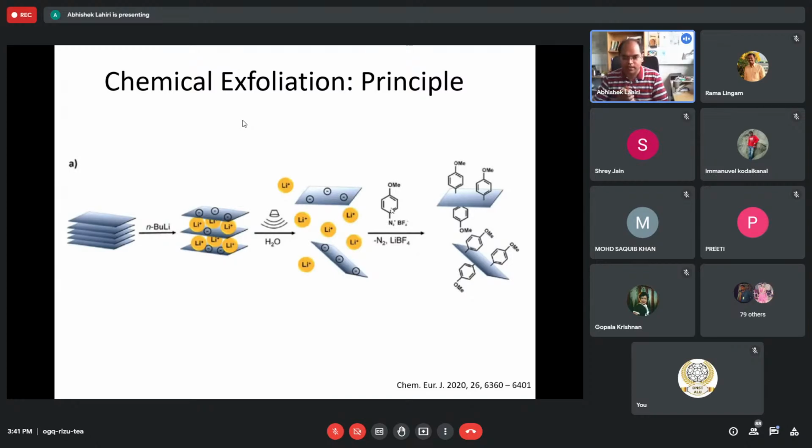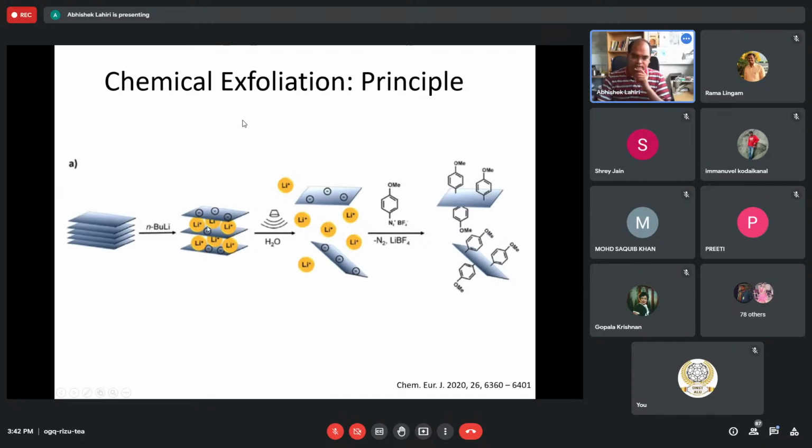There are very few exfoliation techniques purely based on chemical, because when you talk in terms of chemical exfoliation, you're talking about spontaneous exfoliation. So that is what basically you're talking about. In case of chemical exfoliation, always a secondary process takes place. So for example, you have again a stacked surface.